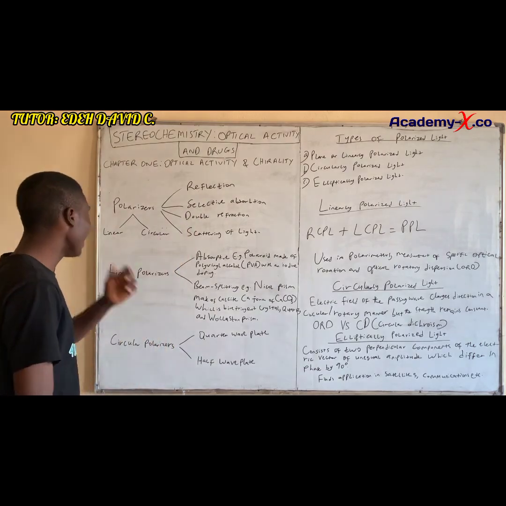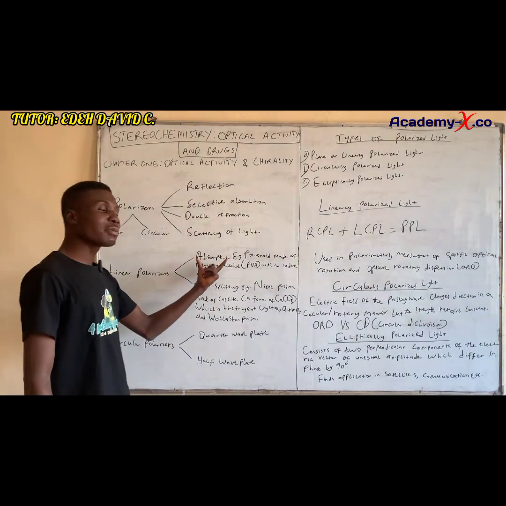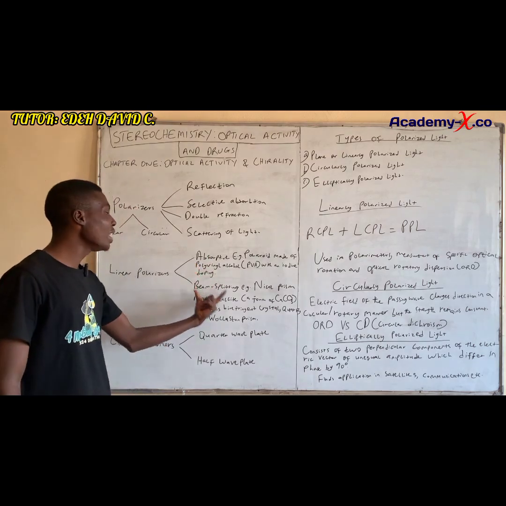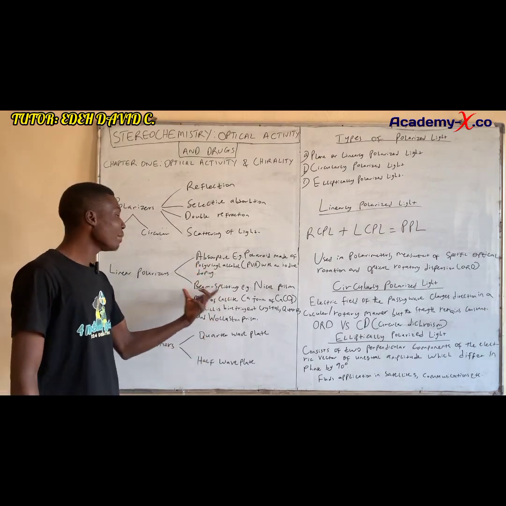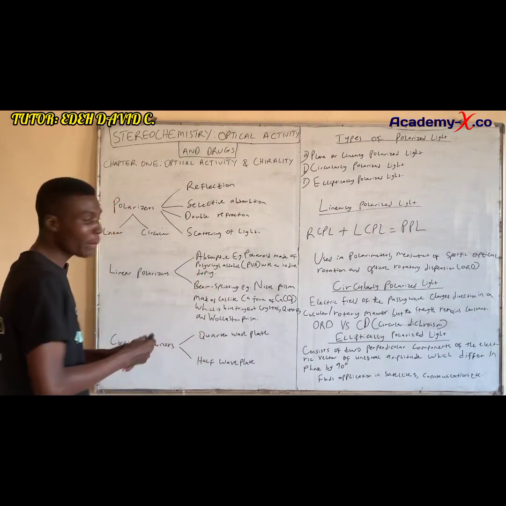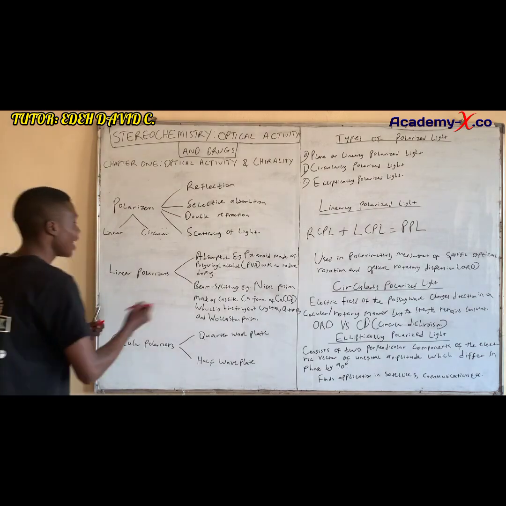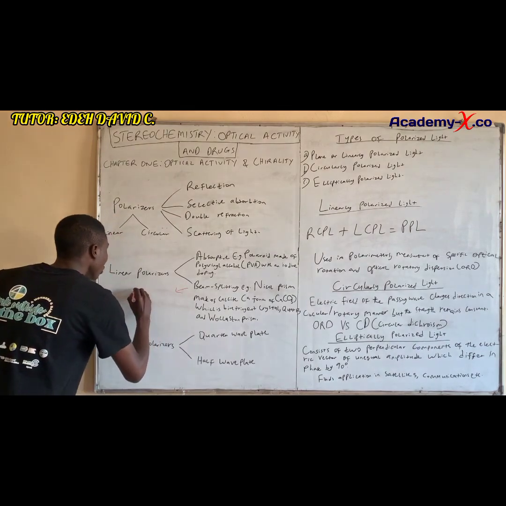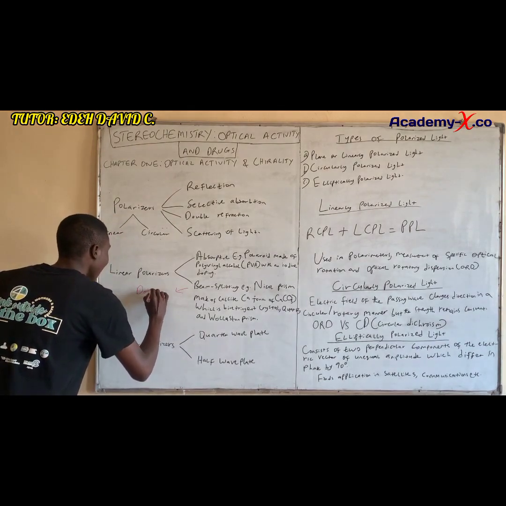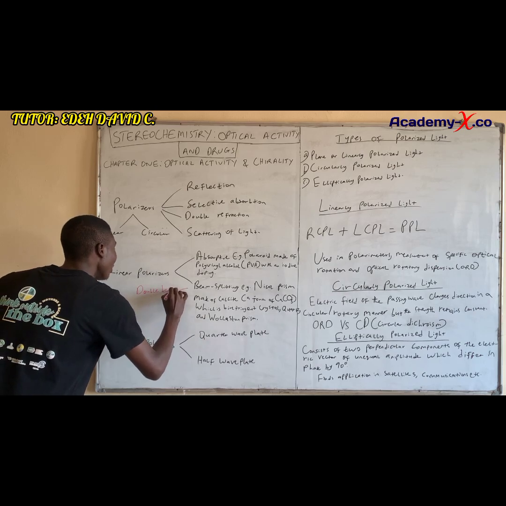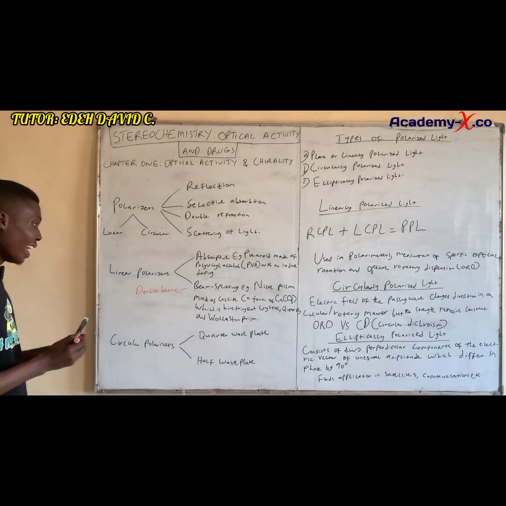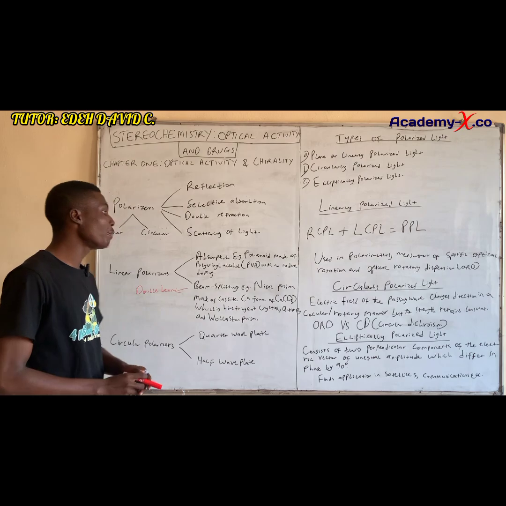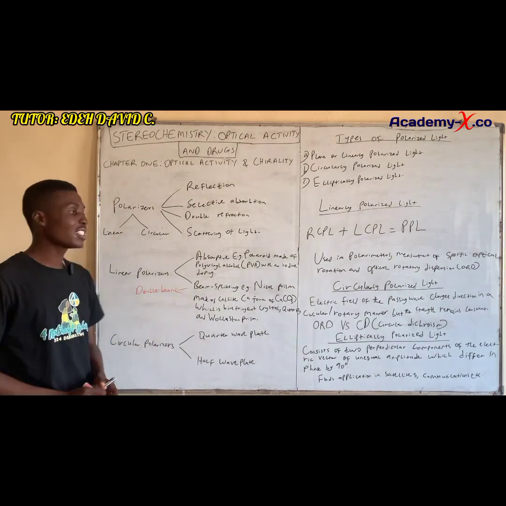So for the linear polarizers, we have absorptive polarizers and we have beam splitting polarizers. Beam splitting polarizers can also be called double beam polarizers. So we have absorptive polarizers and beam splitting polarizers.